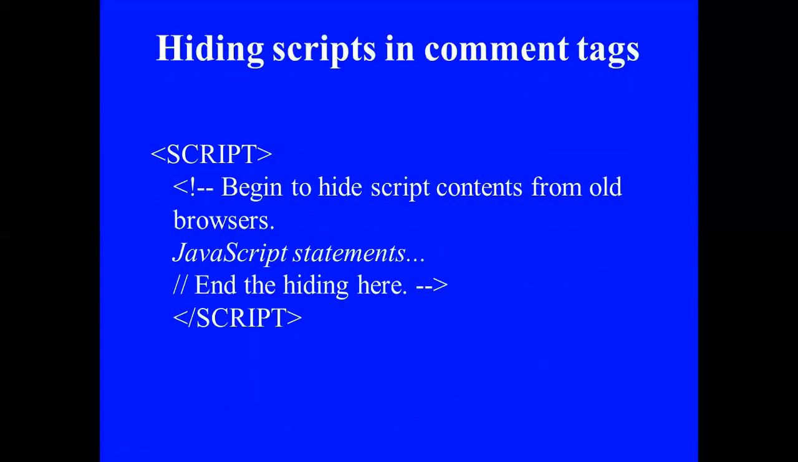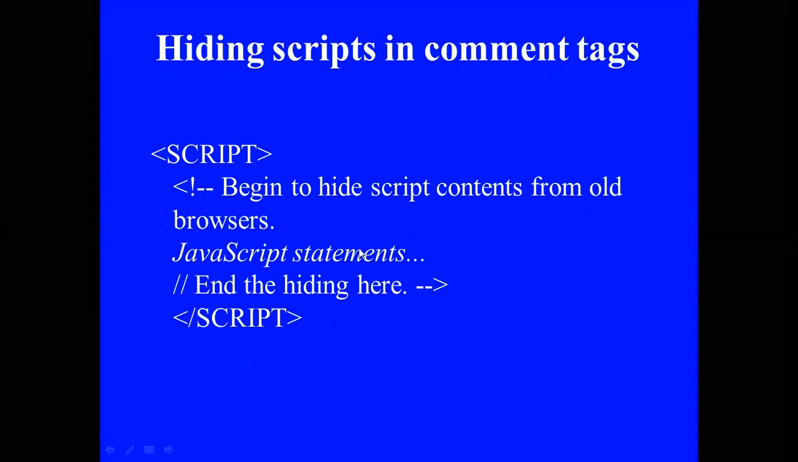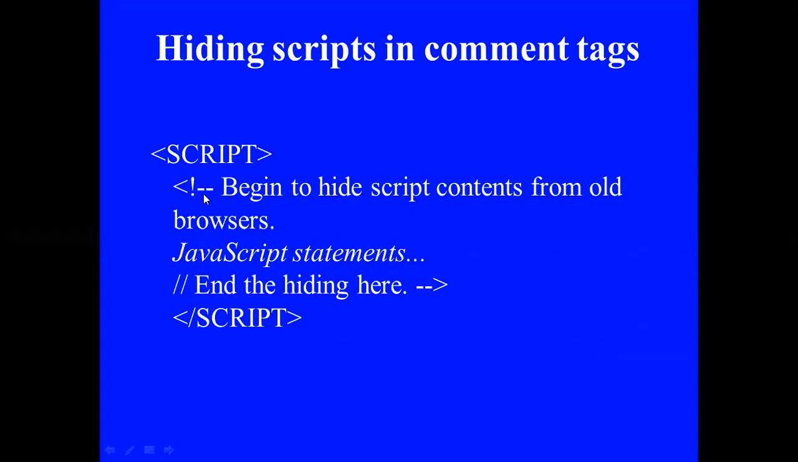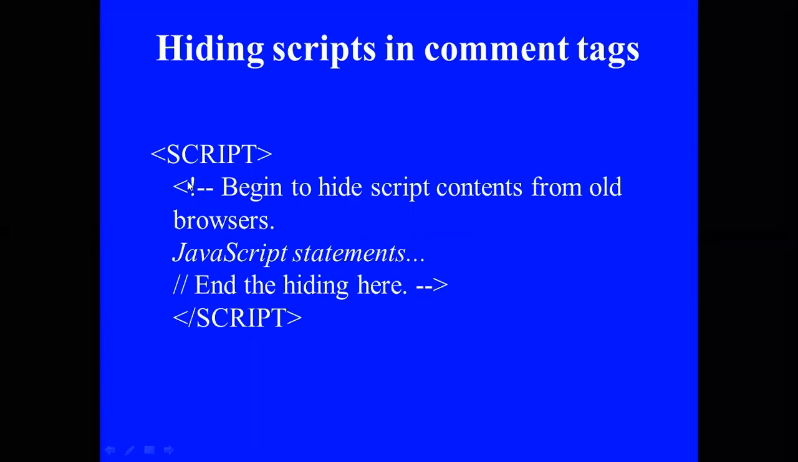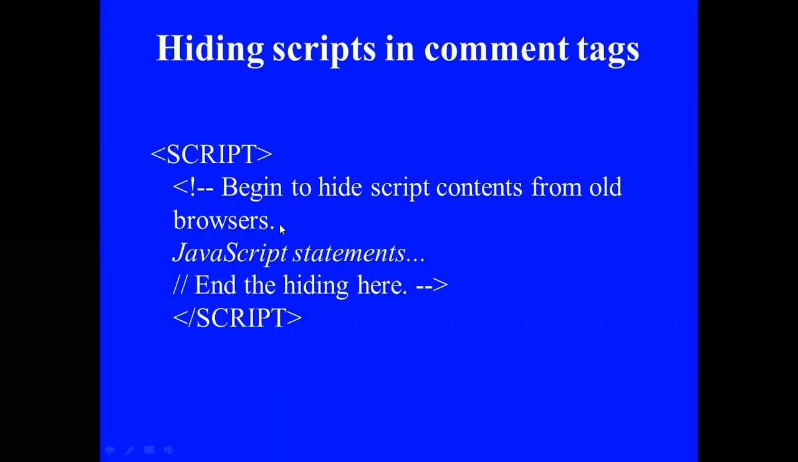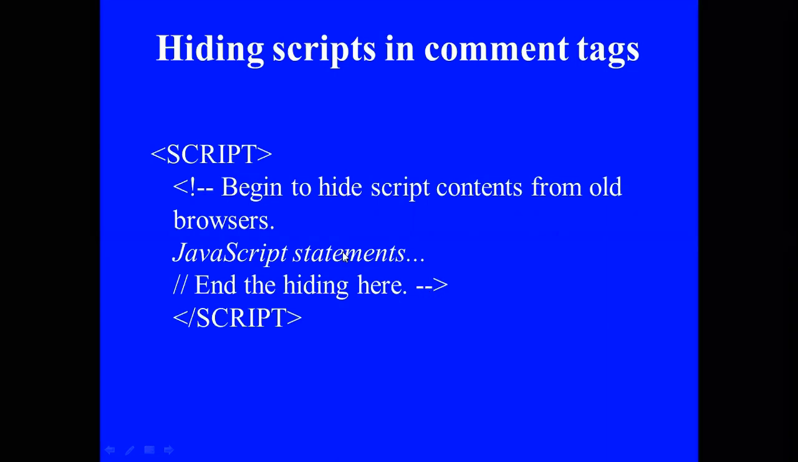Here, hiding scripts in comment tags. Whenever we add the script in an HTML document, we can hide the JavaScript statements in the script tag. Okay, this is the way we can hide the statements. Here you can see the less-than sign, exclamation mark, double dash at the beginning of the statement, and at the end of the statement we can give the double dash and greater-than sign. By using this we can hide the statements.